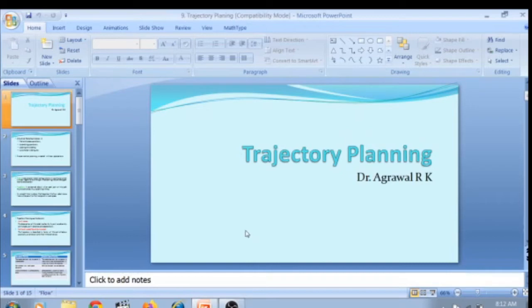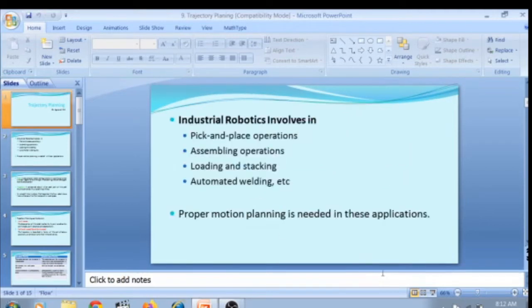Last topic of Unit 4, Trajectory Planning. Robots are involved in pick and place operation, assembly operations, loading, material handling, weldings, etc. Now, all these operations require a proper robotic motion.